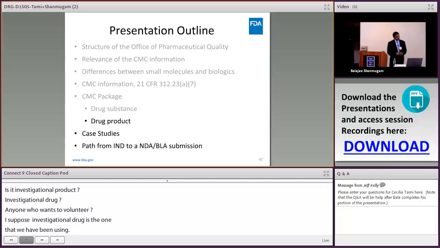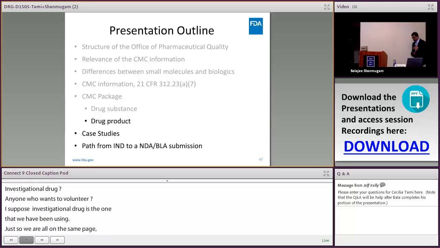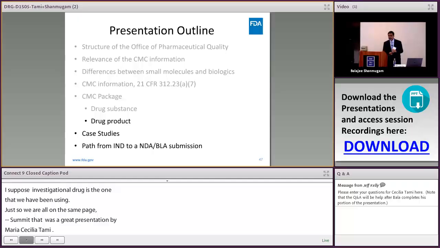So it was a great presentation by Cecilia to talk about the drug substance, and I'm going to take about the drug product formulation and talk about the various subcategories within the drug product section. And I have a few slides that will walk you through what are the subcategories within the drug product section.